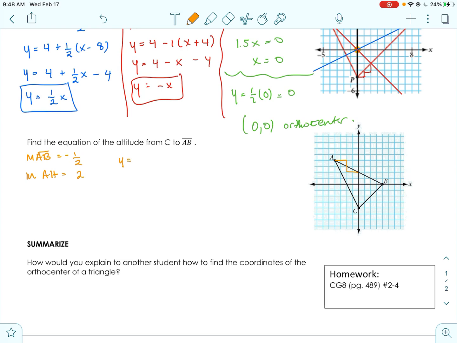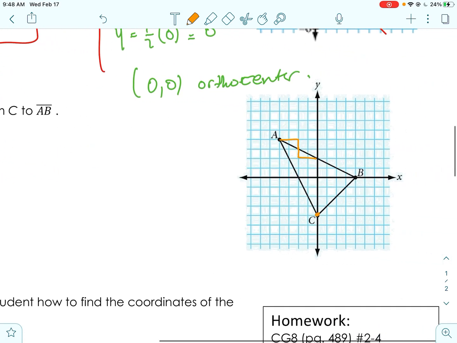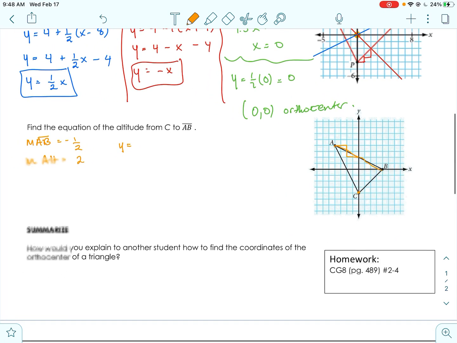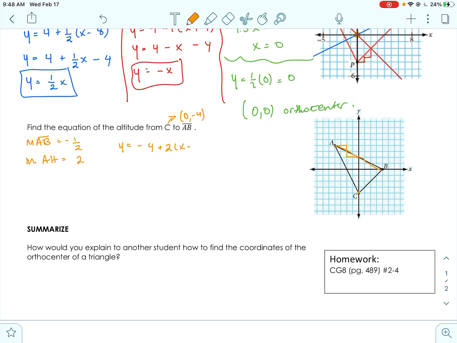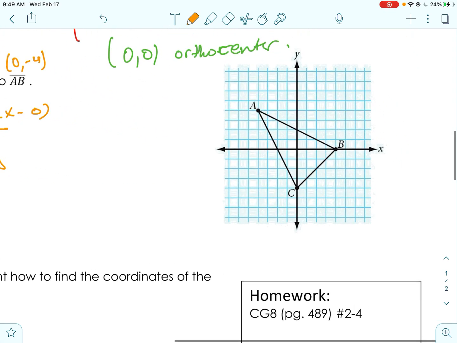If you wanted to write the equation of the altitude, we'd have y equals, and again, we're going from point C over to AB. The coordinate of point C is 0, negative 4. So we would have y equals negative 4 plus 2 times (x minus 0), which would give us an equation of y equals 2x minus 4. So that's telling us that the altitude from point C over to this side AB, we go up 2 over 1, up 2 over 1, up 2 over 1. And so it would look something like this.